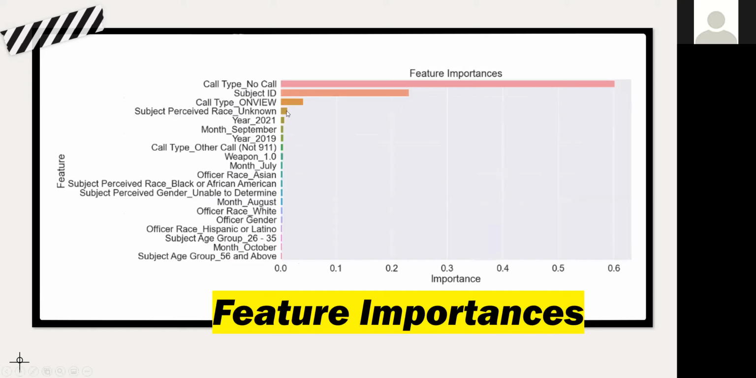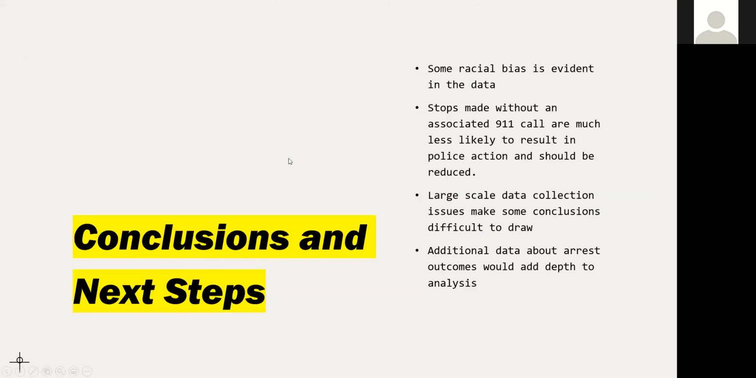Unknown is up there, but it's a very low importance. So my conclusions and next steps are that there is some racial bias evident in the data. Black subjects are much more likely to be stopped, but once a stop has been made, race does not play a large factor in whether or not action is taken. But stops made without an associated 911 call are much less likely to result in police action, and so efforts should be made to reduce those types of stops.